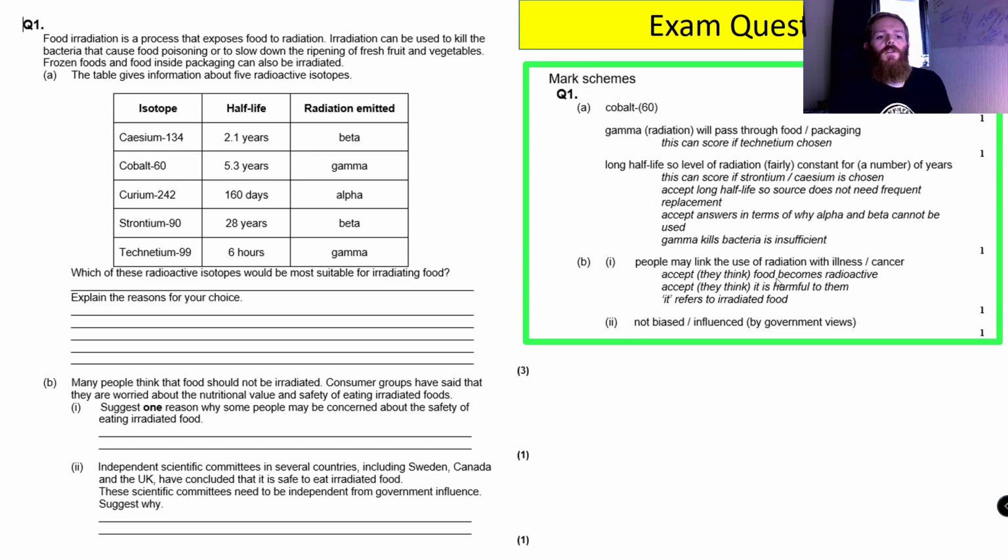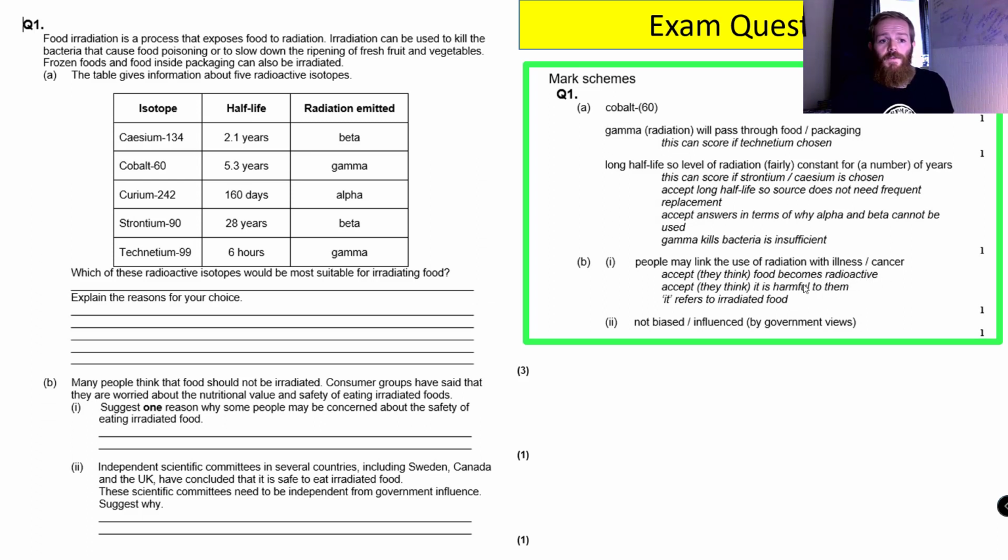So people might link the use of radiation with illness and cancer. People hear the word radiation and think, oh, dangerous, dangerous, dangerous, I don't want anything to do with it. Well, realistically, in this situation, it's not dangerous at all. In fact, it's safer for you for your food to be irradiated, but they may still think that, okay? You might have said they think that the food becomes radioactive. Again, absolute nonsense. It doesn't become radioactive, but people might think that, okay?